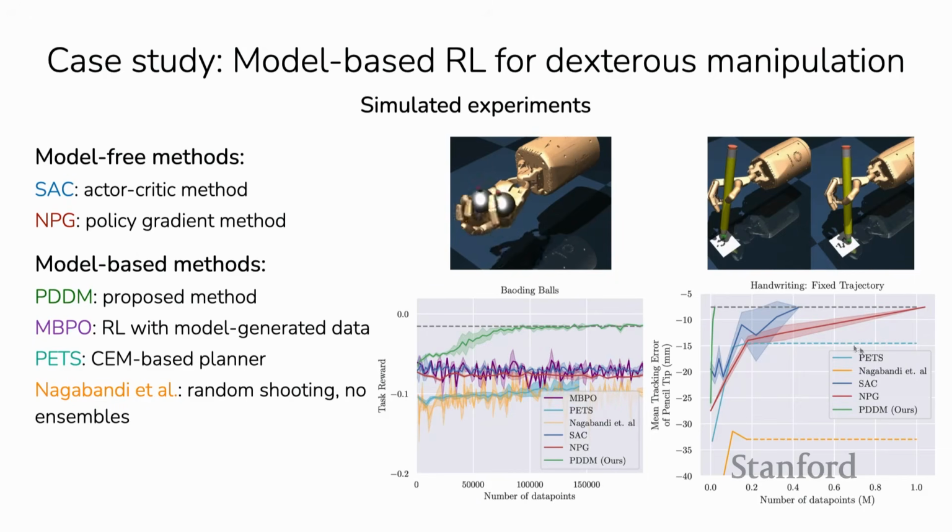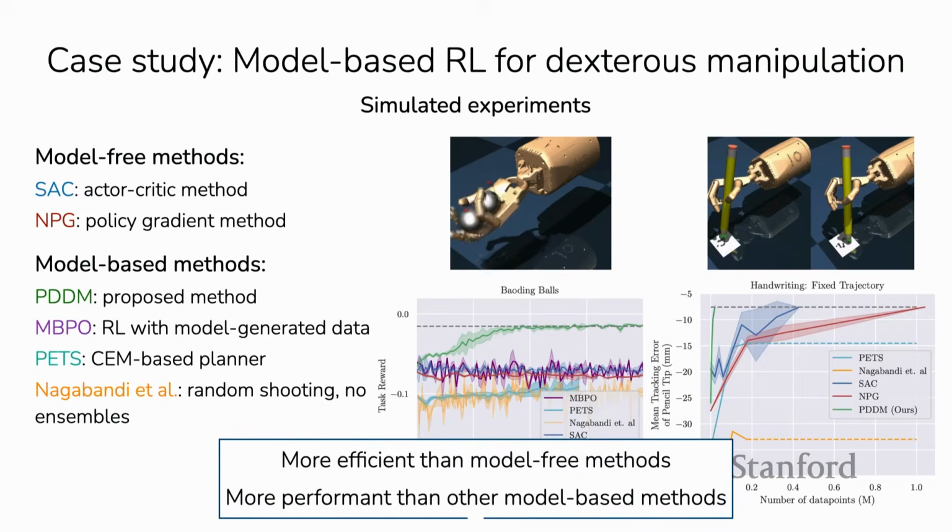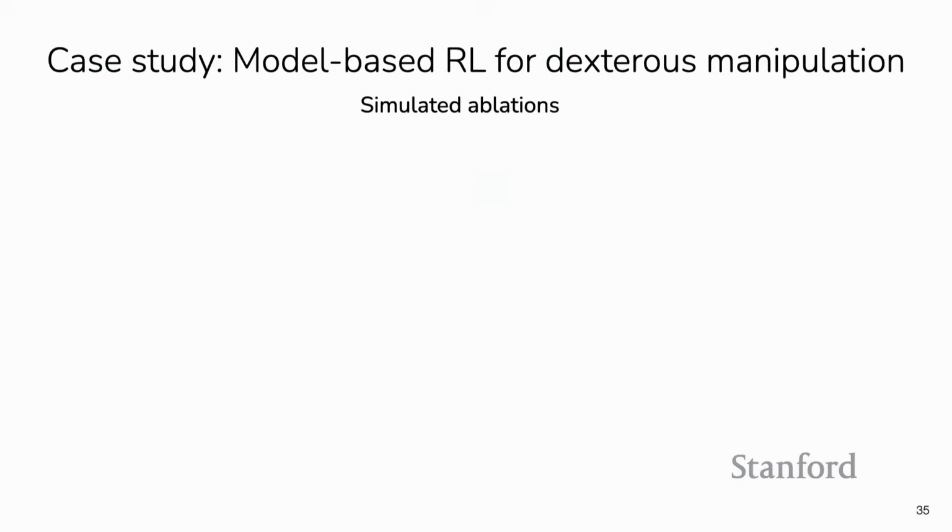And in the case of handwriting, which is a little bit easier, we see that some methods are able to get good performance, like SAC and natural policy gradient, but they need far, far more data than this model-based method, which is shown in green. The model-based method is using maybe on the order of 100,000 time steps of data, whereas the model-free methods are using like 500,000 time steps. So it's a lot more efficient than model-free methods. It's also more performant than other model-based methods.